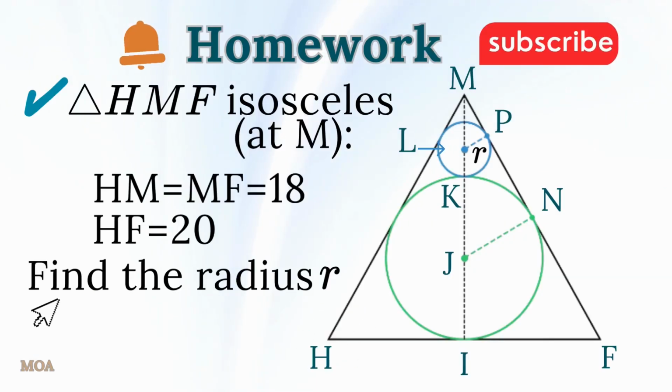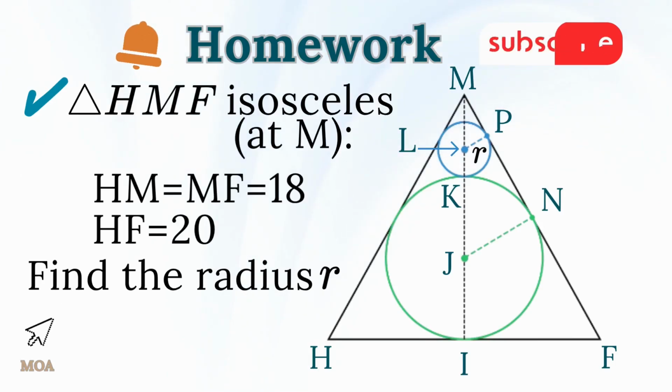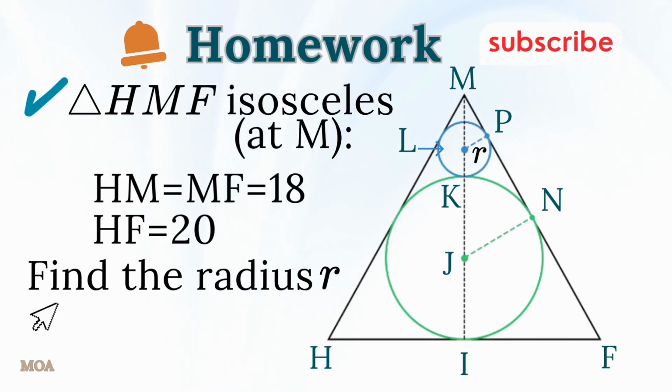To consolidate the methodology assimilated throughout this lesson, and to sharpen your skills in the techniques elucidated in Lesson 44, let us proceed to the homework assignment. We consider triangle HMF, isosceles at vertex M. The equal sides HM and MF each measure 18 units. The base HF measures 20 units.